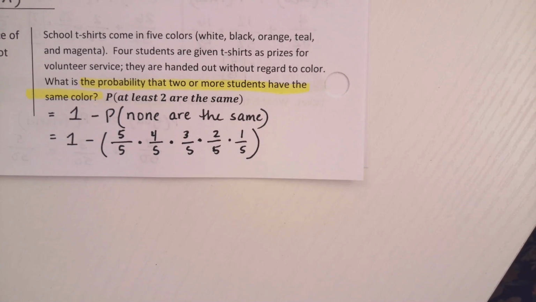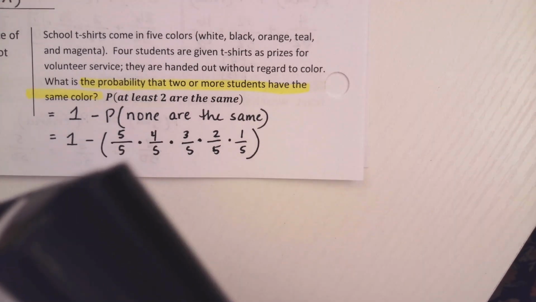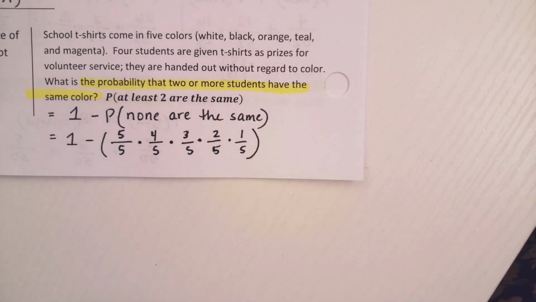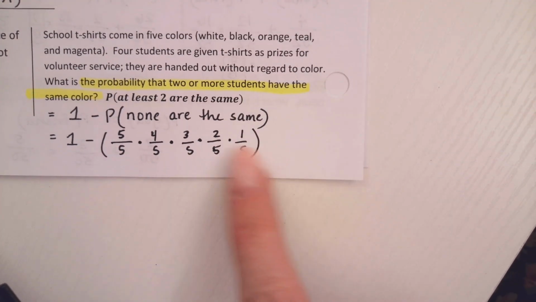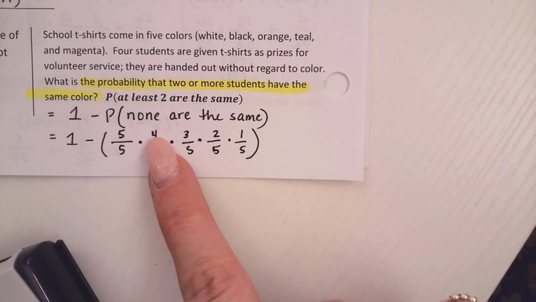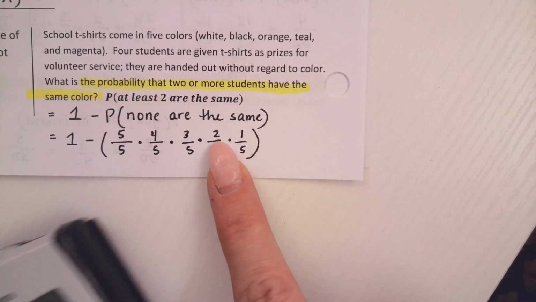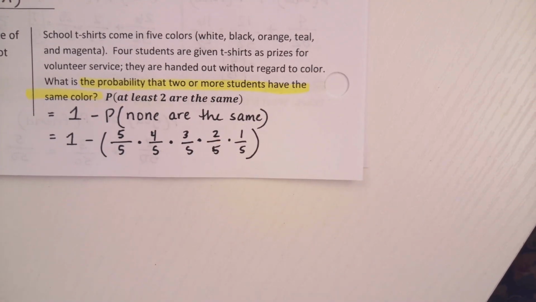Oh, wait, hold on. I didn't put parentheses. Let me double check. No, it still says 601 out of 625. 5 times 4 is 20. 20 times 3 is 60. 60 times 2 is 120. Oh, wait, hold on. There's only 4 students. What did I do wrong?